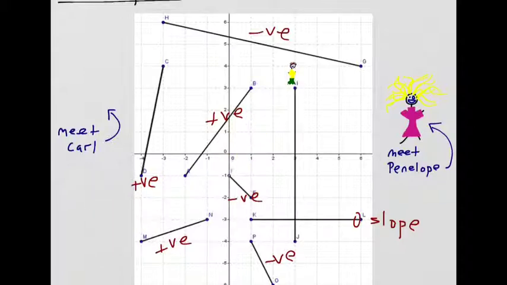Going from left to right. How do I go left to right? I can't go left to right. Penelope, I can't get to you. What's happening here? What is the slope of that line?